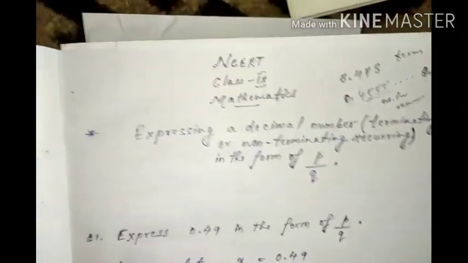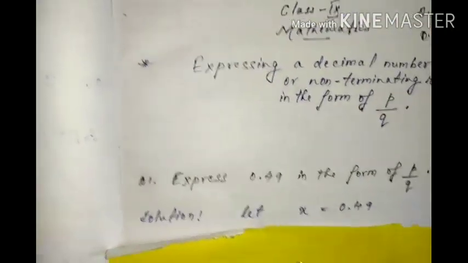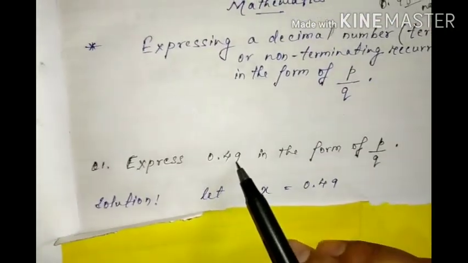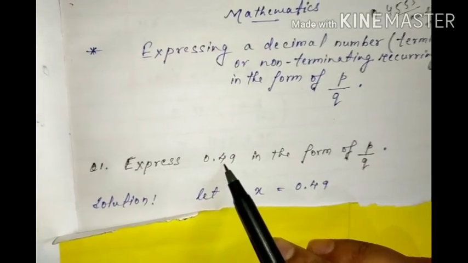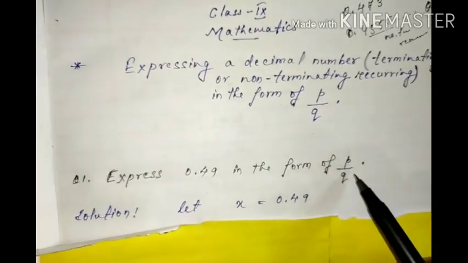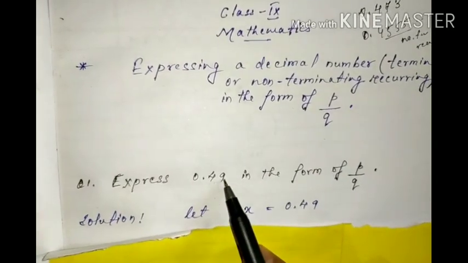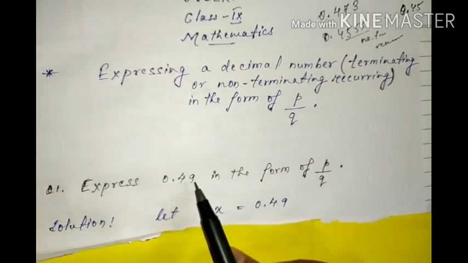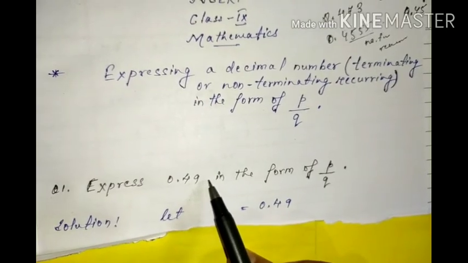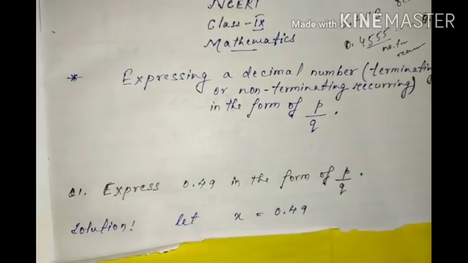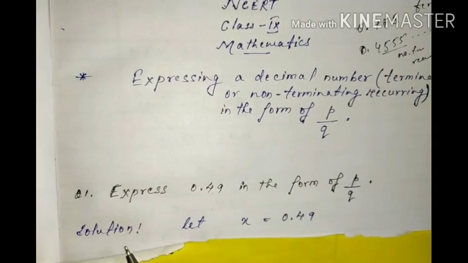Let us understand this by taking an example. Express 0.49, this is a terminating decimal, in the form of p by q. As you can see, 0.49 is a terminating decimal, as after 9 there is no digit in it. Now let us see the solution.